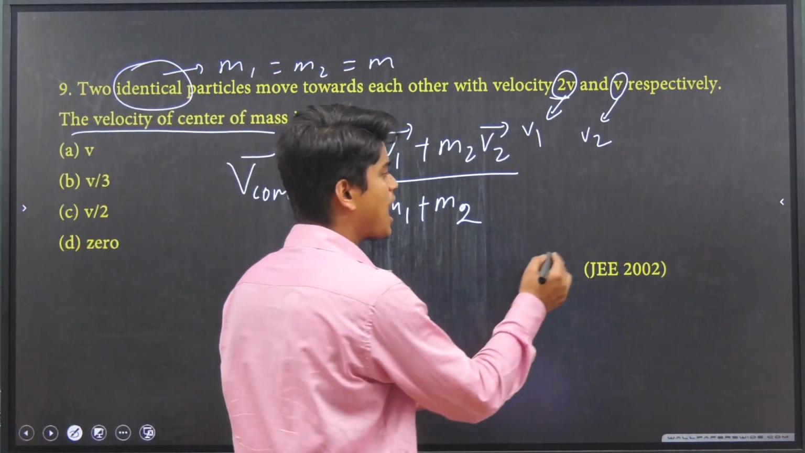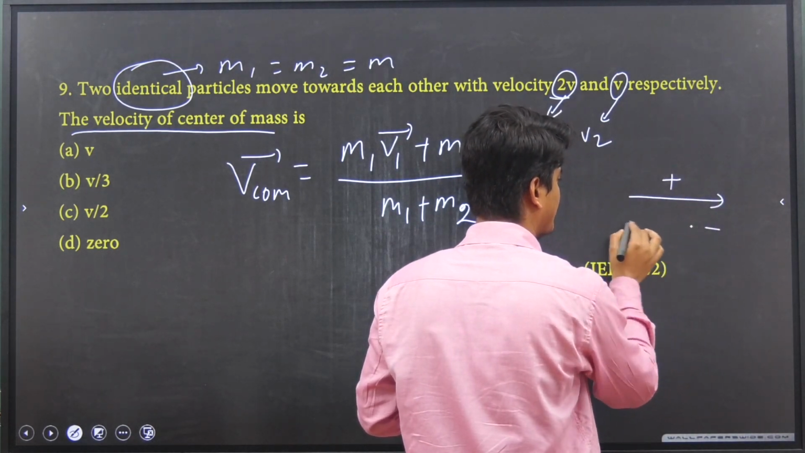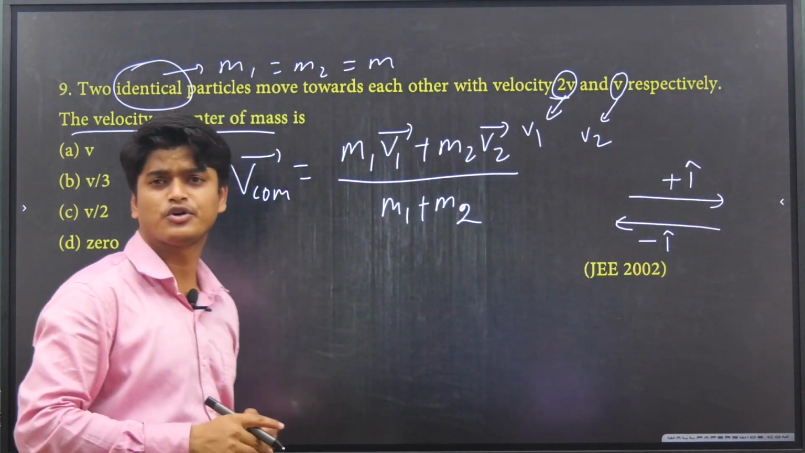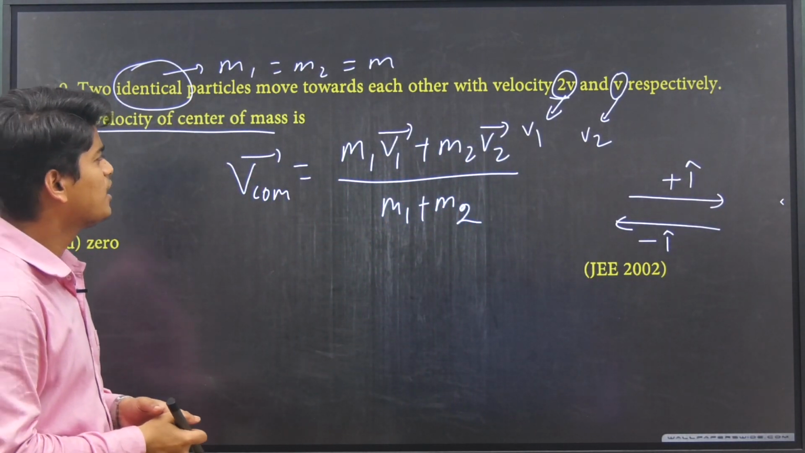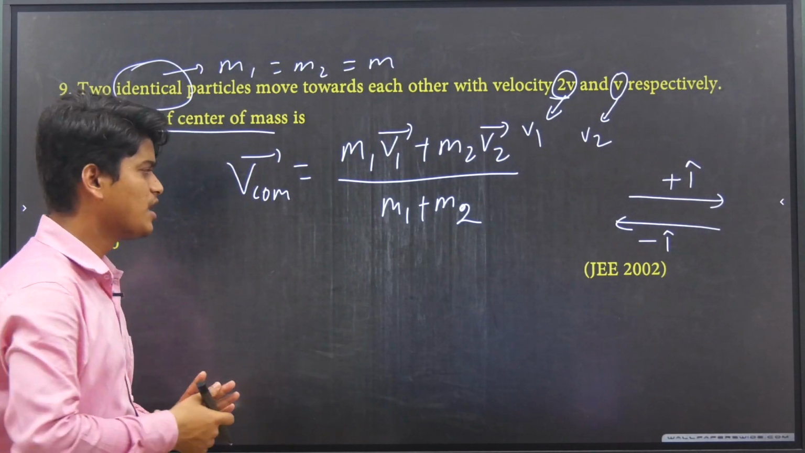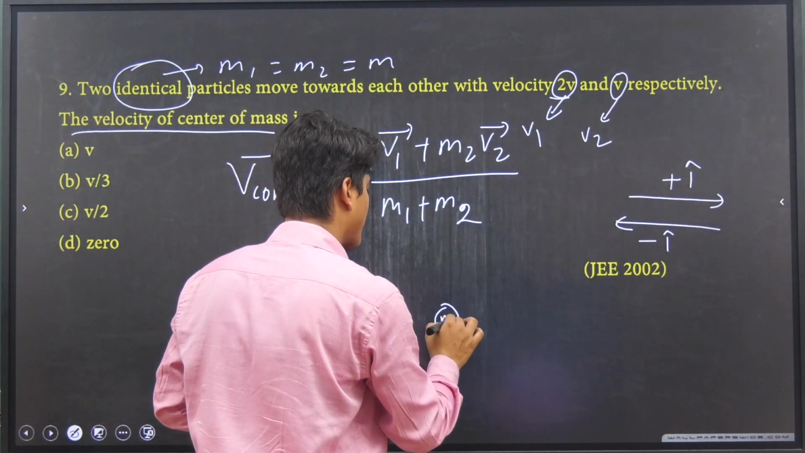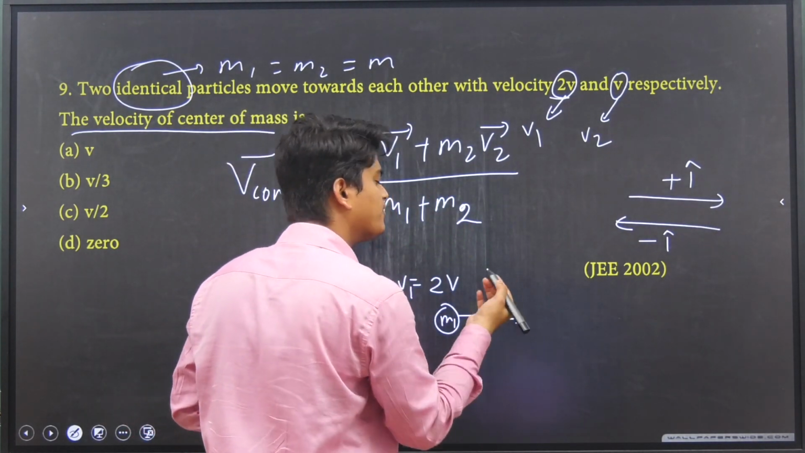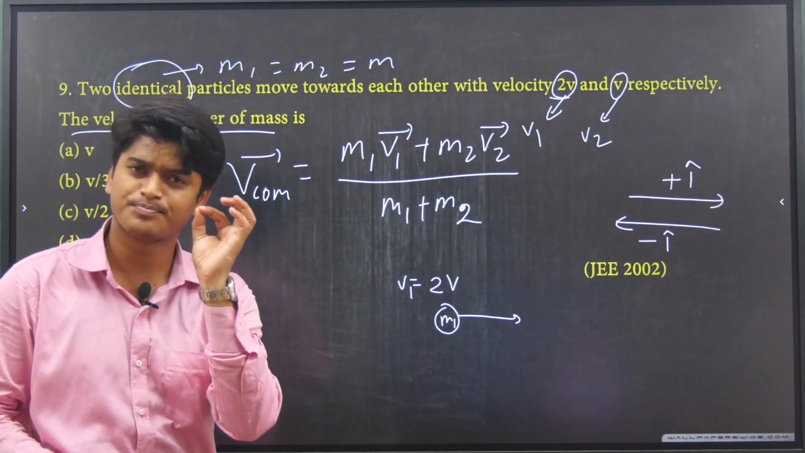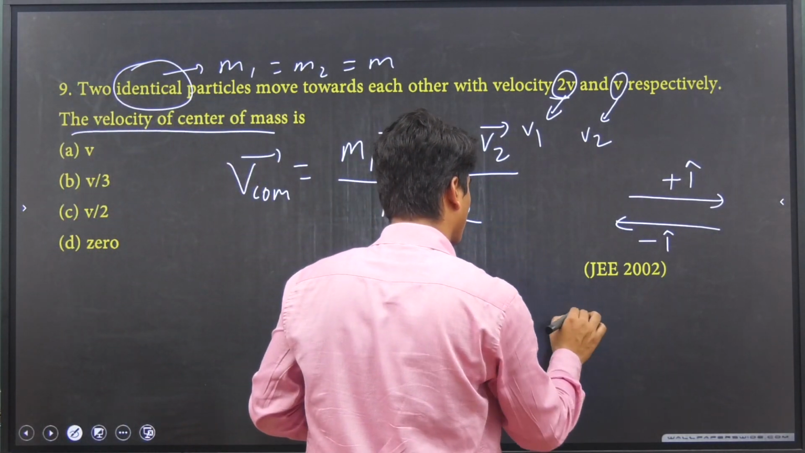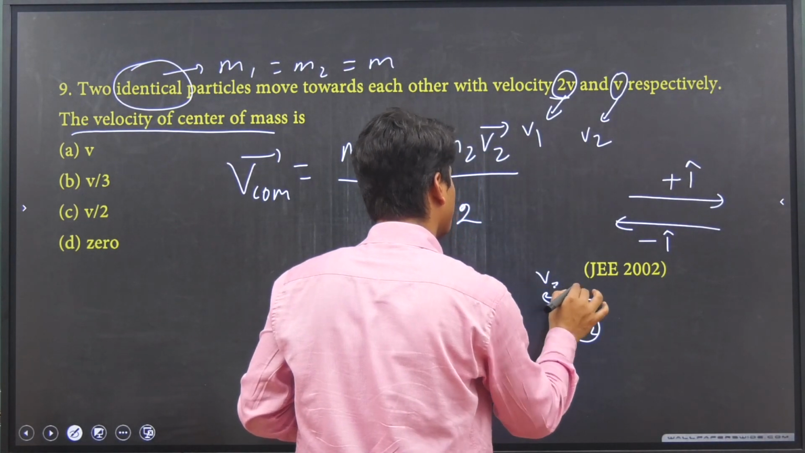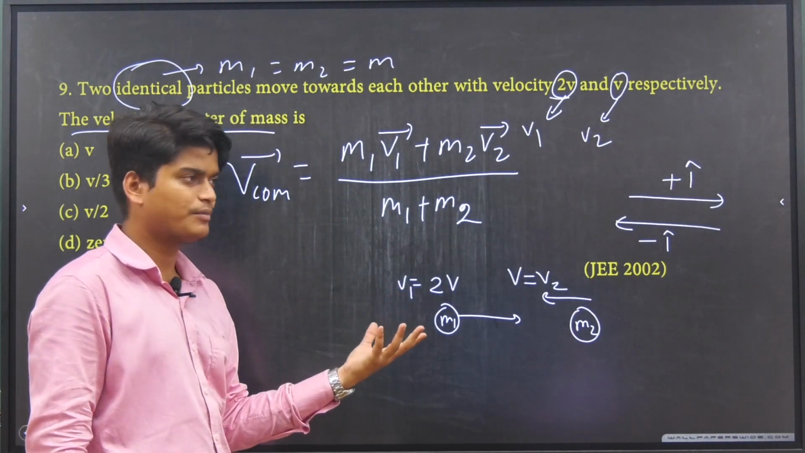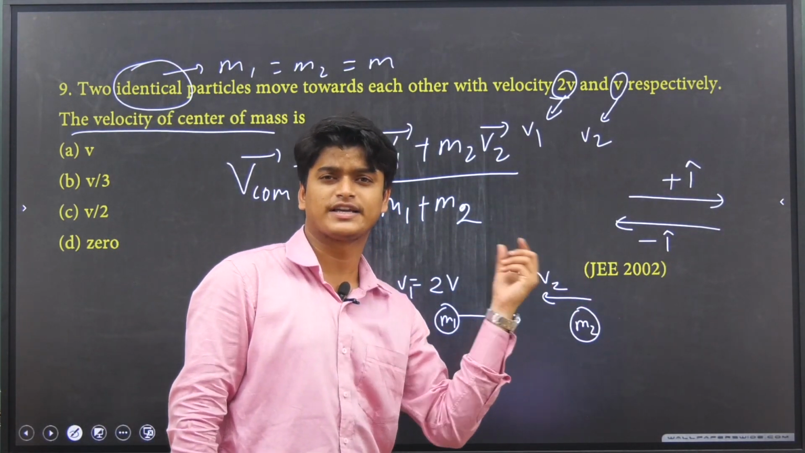Positive direction motion means I can take it as plus î, and negative direction motion means I can take negative î. Now listen here. They did not mention any x-axis or y-axis, but I have to consider it. Suppose my m1 particle has velocity 2v, which is v1, moving in the positive direction. That means this velocity I have to take as positive. If my m2 particle is moving with velocity v2, which is nothing but v, in the left direction, that one I will take as negative, because a left direction velocity vector we take as minus î.